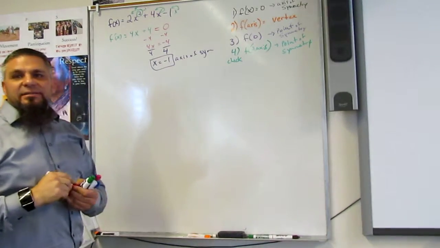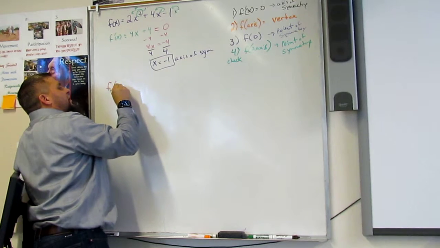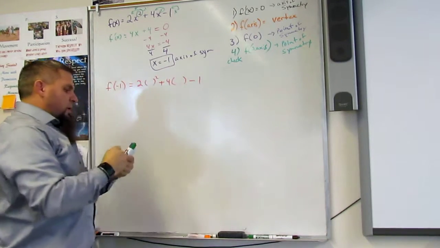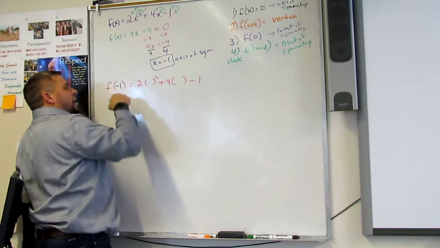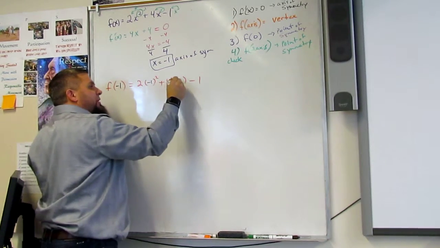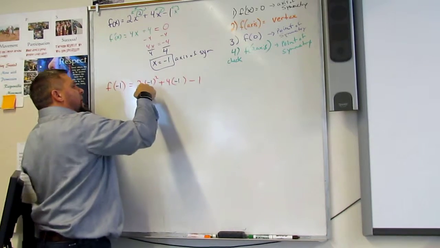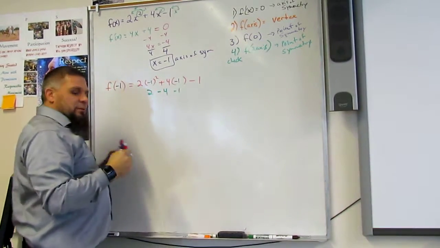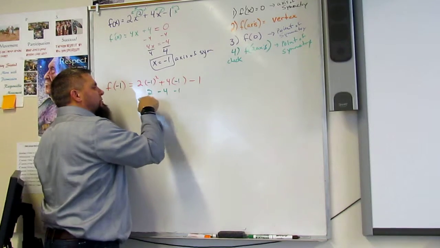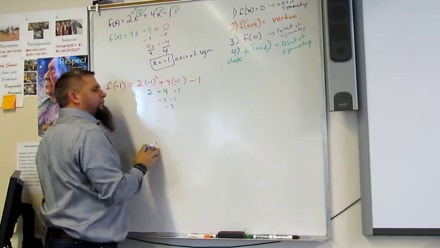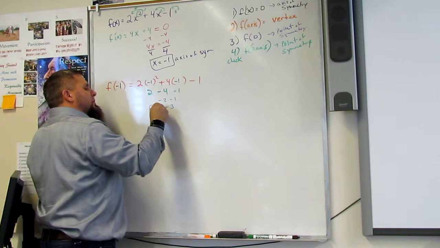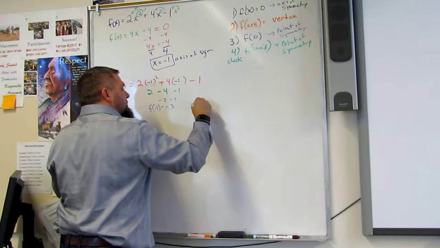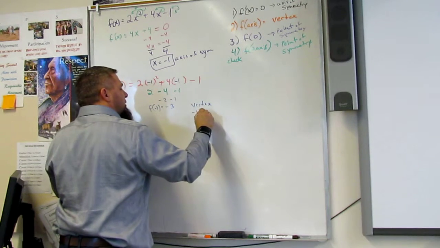I plug in the axis of symmetry. I find f of -1. Well, that equals 2 times x squared plus 4 times x minus 1. Well, in this case, x is -1. So I'm just going to plug in -1 and -1. If I do the math, I've got -1 times -1 is 1. 1 times 2 is 2. -1 times 4 is -4 minus 1. Okay? So now I've got 2 minus 4 is minus 2 minus 1, which is minus 3. So f of -1 is equal to -3. This gives me my vertex. The vertex is -1, -3.